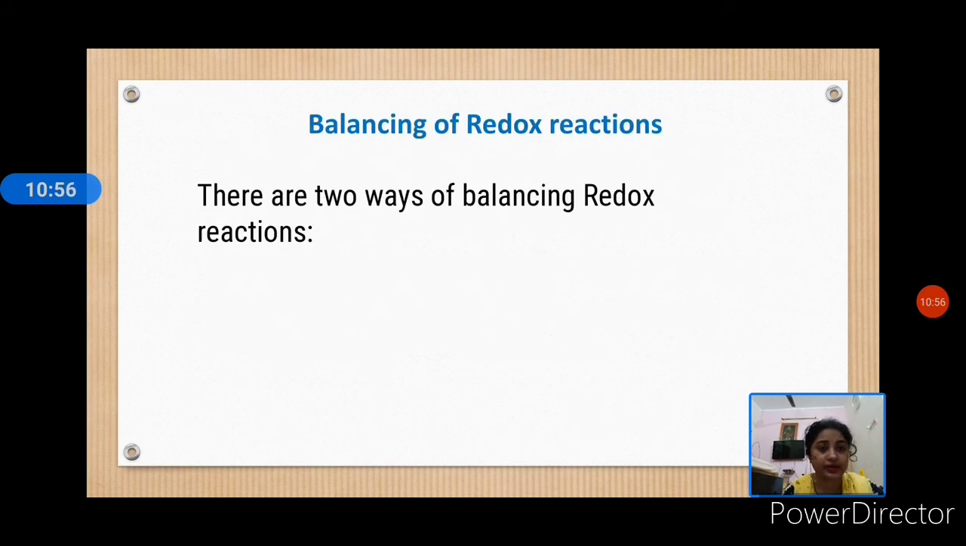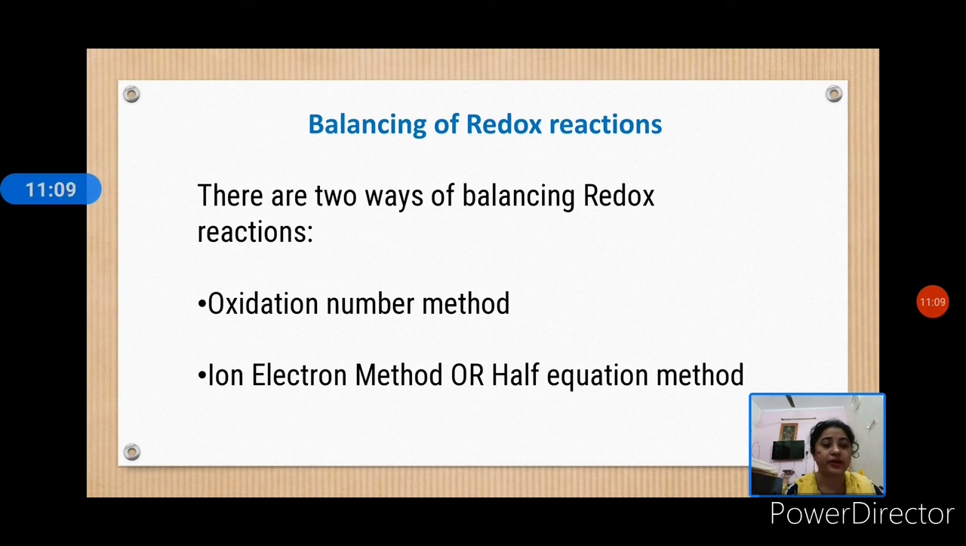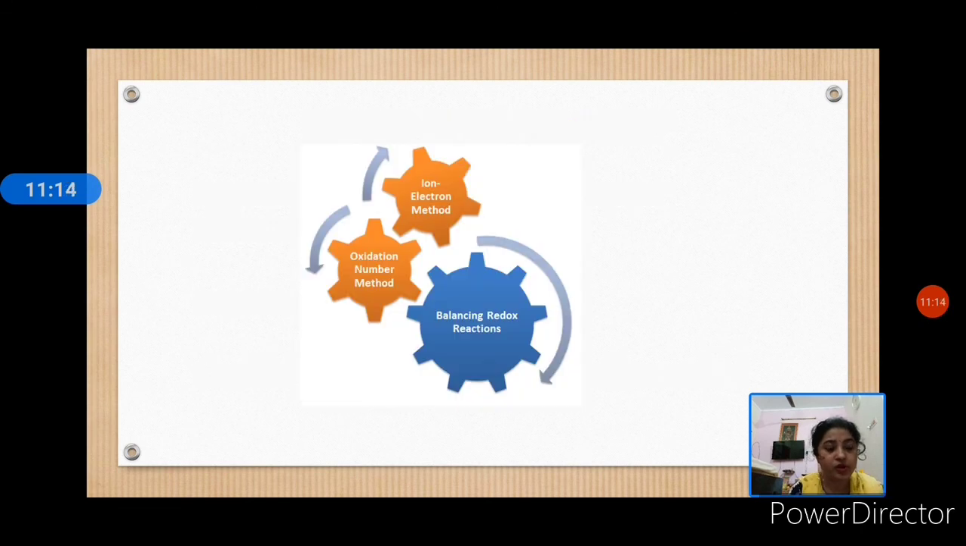Now let's see the most important topic of this chapter, balancing of redox reactions. There are two methods to balance a redox reaction. Number one, the oxidation number method, and number two, the ion electron method, also known as the half equation method. Why do we need to balance chemical equations? Actually, everything in life requires balance. Too much of chocolate is not good as well. Even reactions need balancing. An important part of chemistry is balancing redox reactions.